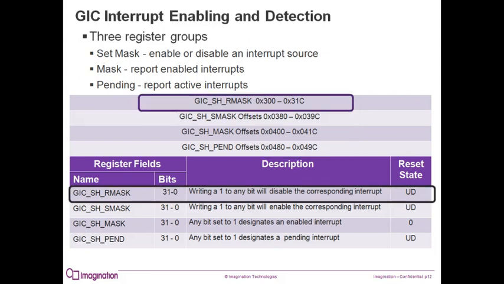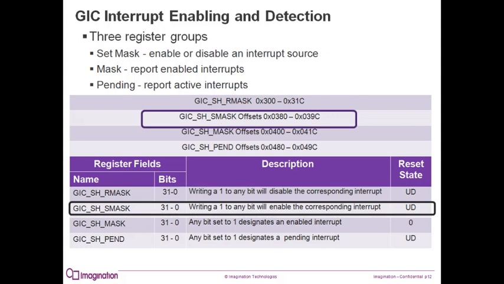The reset mask register is a write-only register. Use it to disable an interrupt by setting the bit that corresponds to the interrupt. The set mask register is also a write-only register. Use it to enable an interrupt source by setting the bit that corresponds to the interrupt. When you write to the set or reset registers, only the bits you set are affected. So if you want to disable interrupt source 3, you would just set bit 3 of the first reset register, and only interrupt source 3 would be affected.